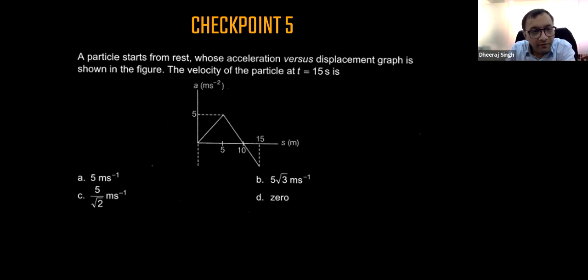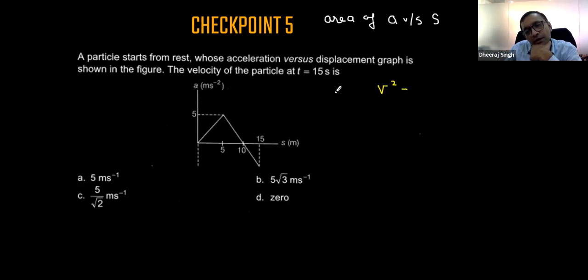What does acceleration displacement curve represent? Area of that represents what? Do you remember that? Area of acceleration displacement represents? Look at your notes. Area of acceleration versus displacement represents what? None of you answering it properly. What was it? No one got it correct till now. I don't know why you are not looking at your notes. V square minus U square divided by 2. This is the area. Okay. Now do it. Get the answer.